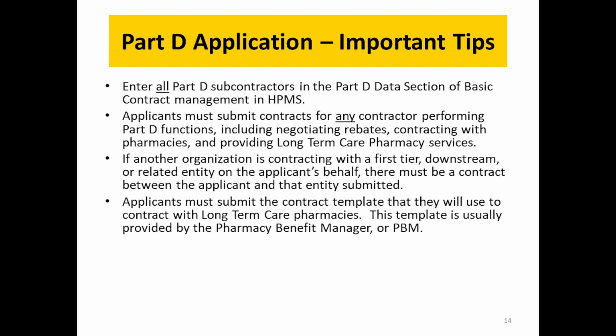Second, applicants must submit contracts for all contractors performing Part D functions, including negotiating rebates, contracting with pharmacies, and providing long-term care pharmacy services. Note that if another organization, such as a parent organization, is contracting with a first-tier downstream or related entity on the applicant's behalf, the application must include a contract between the applicant and that other organization.